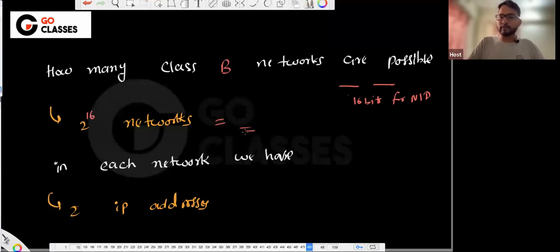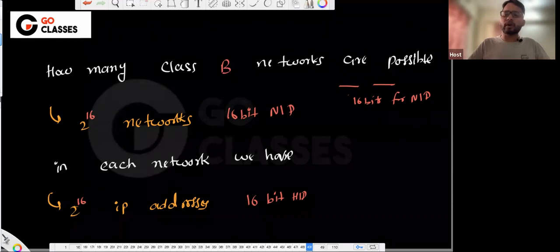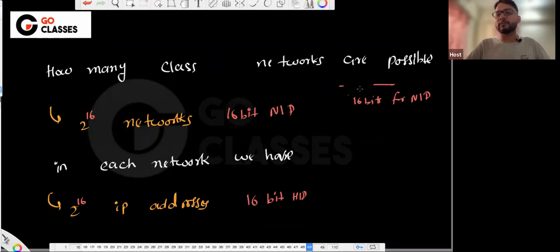And in each network, how many IP addresses will you have? Again 2 power 16 IP addresses. Why? Because 16 bits are the network ID and 16 bits are the host ID also. So you can change any of these bits, and there will be 2 power 16 possibilities. This 2 power 16 is also a huge number. No organization has this many IP addresses. Most organizations have far fewer, not in the range of 2 power 16 or something like this.